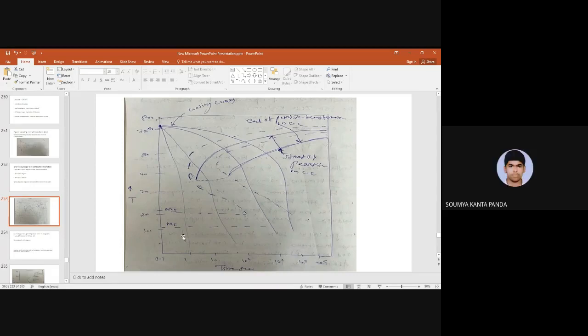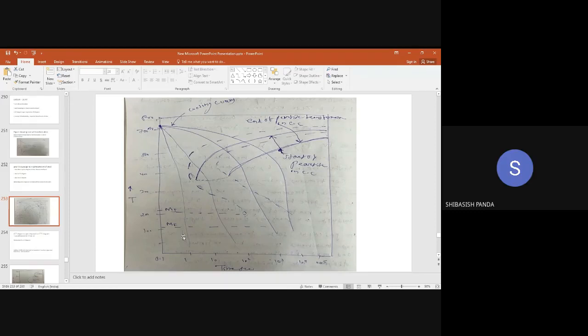Sir, the nose of the curve will shift rightwards. Oh God, don't tell me those things. The nose of the curve shifting to the right side means austenite is still stable. It is not getting unstable quickly. It is taking some time to get transformed into other products. The finishing line will also shift towards the right. But why will it shift? That is the question now. Who can answer? Formation of chromium carbide. Very good. The formation of chromium carbide. Very good. So what will happen if chromium carbide is there?